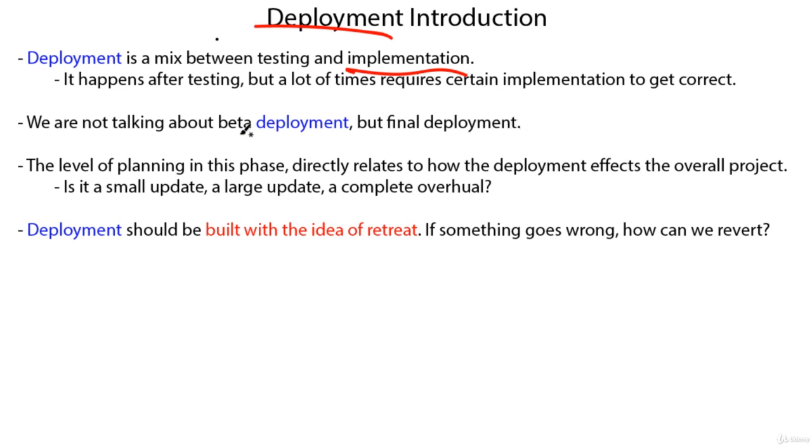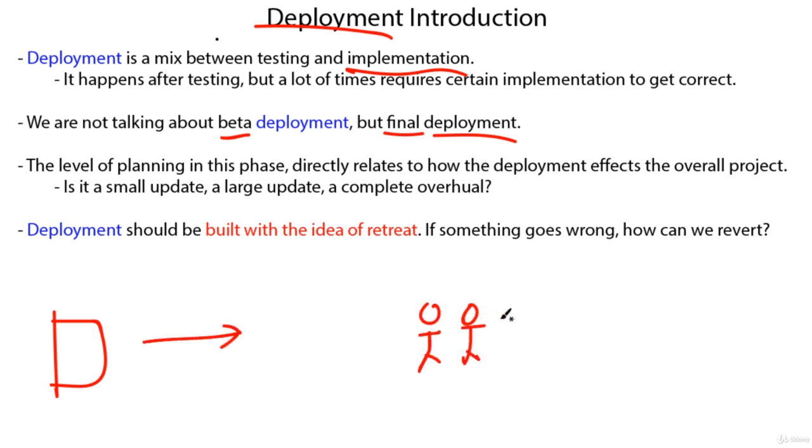And we're not talking here about a beta deployment or just sending it out to some internal testers or anything like that. We're talking about the final deployment. What I mean by that is it's the one where we have the project and it's actually going to go out to the end users. So it's going to be the final product that is paid for, that people are going to use. And that is where we need to have a plan.